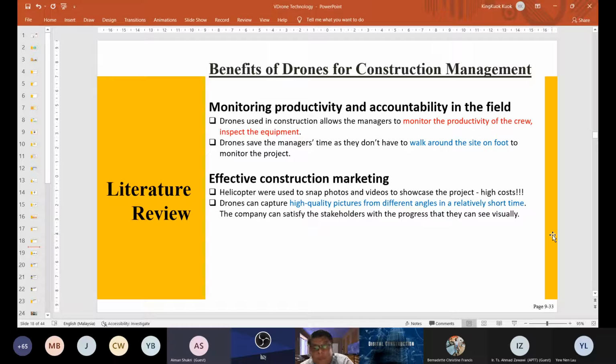Another one is effective construction marketing, as I mentioned just now. In the old days, if we wanted to promote a particular area, we needed to take aerial pictures of that region. Then we had to charter a helicopter to take the photos and record the video, with the camera in the helicopter. But nowadays, we don't need to do so. We can use the drone to capture the pictures as we like.